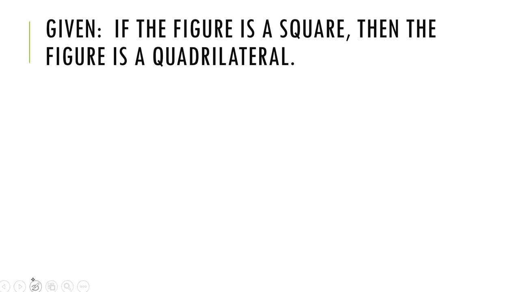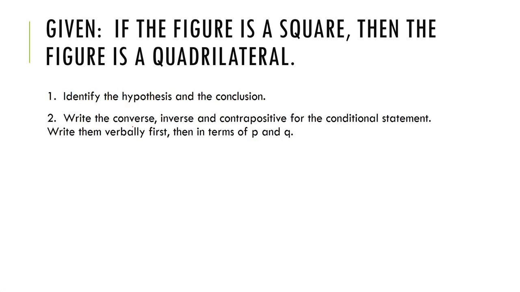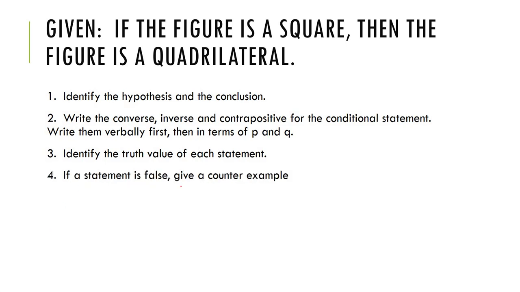So we're going to do one last thing. If the figure is a square, then the figure is a quadrilateral. So I want you to take this statement on your own and do 4 things for me before class. 1. Identify the hypothesis and the conclusion. 2. Write the converse, inverse, and contrapositive for the original conditional. Write them verbally using the words and then in terms of P and Q. So just like I did on the big chart. Number 3, identify the truth value of each statement. And 4, if a statement is false, give a counter example.